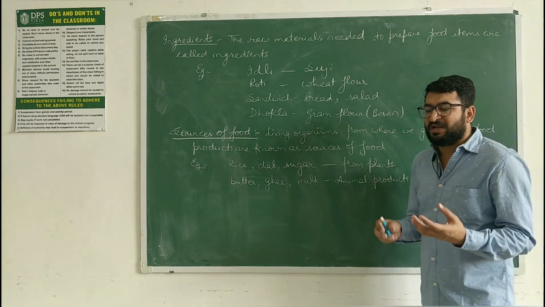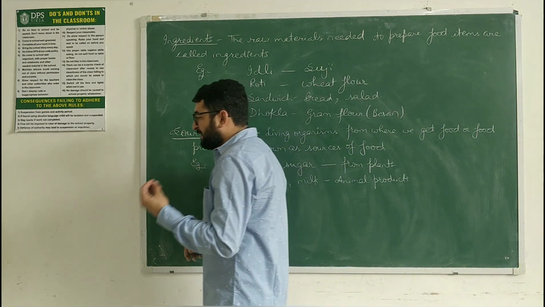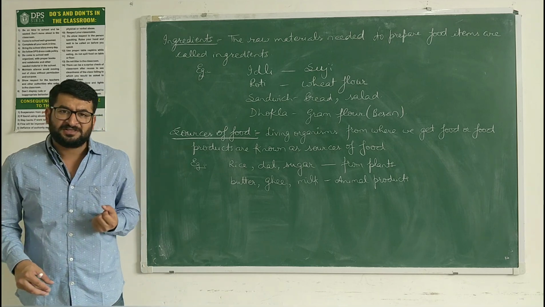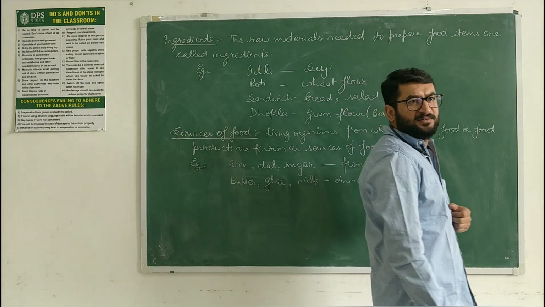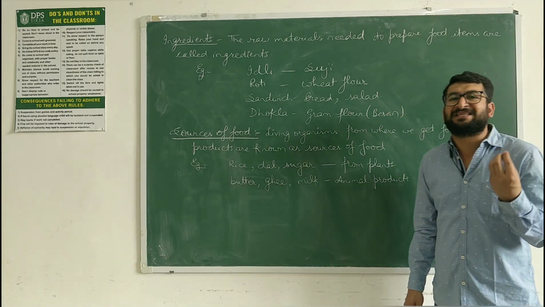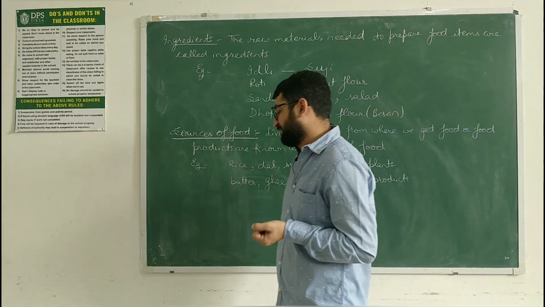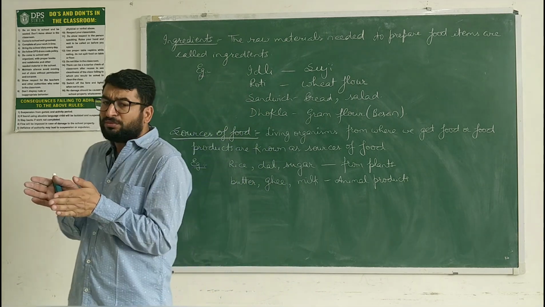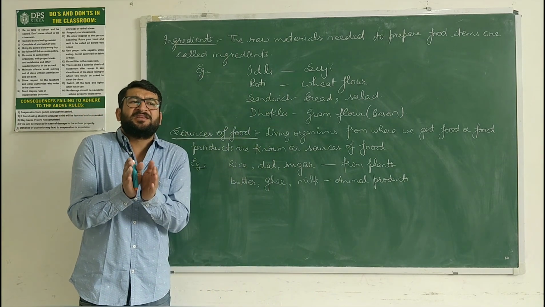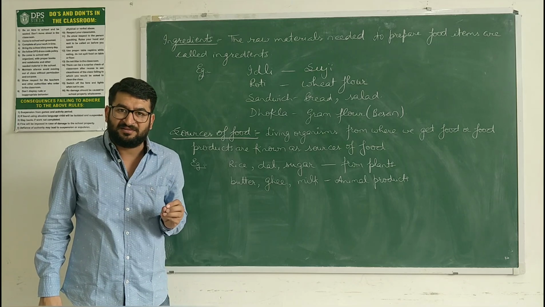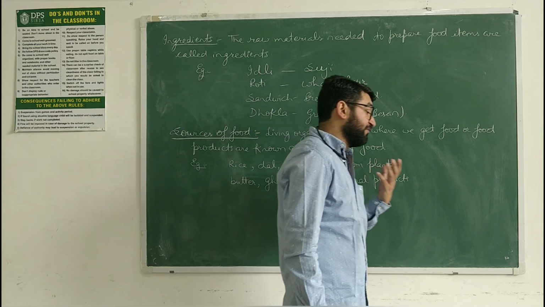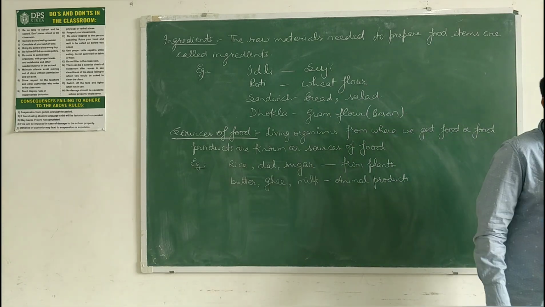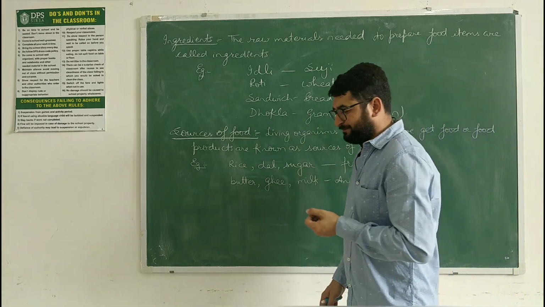If we want to make biryani, for biryani we require onion, various kinds of vegetables, and spices, so that we can make it more tasty. We can make it more palatable. Palatable means tasteful. So these are various ingredients. These are the various raw materials which are required by us to form, to synthesize, to prepare, to cook a particular food.